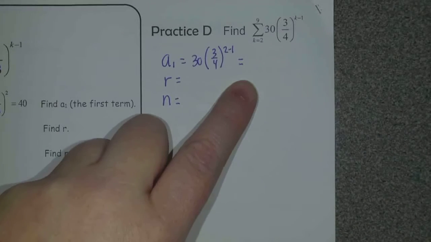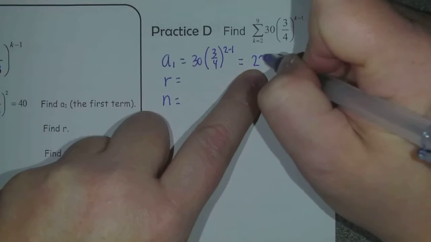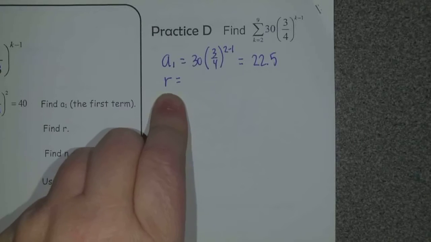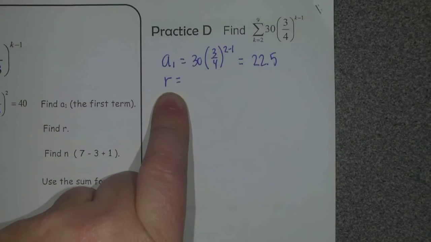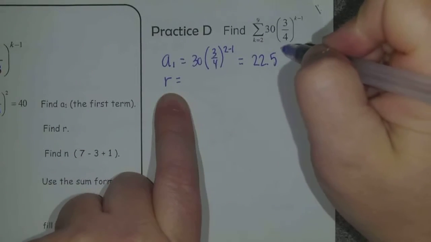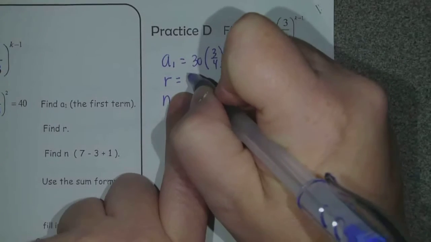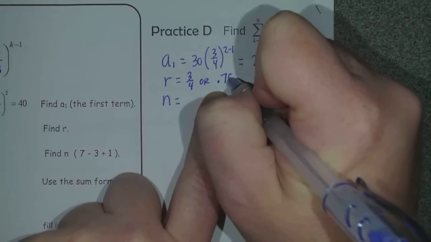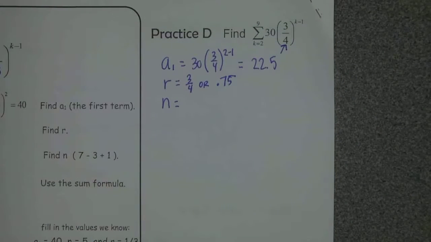I got 22.5. Did you guys get 22.5? Holy crap, it's warm. Okay, your common ratio is what number this time? It's 3/4. I know some of you like to look at that as a decimal and use 0.75. If you'd rather use 0.75, it's totally fine with me.